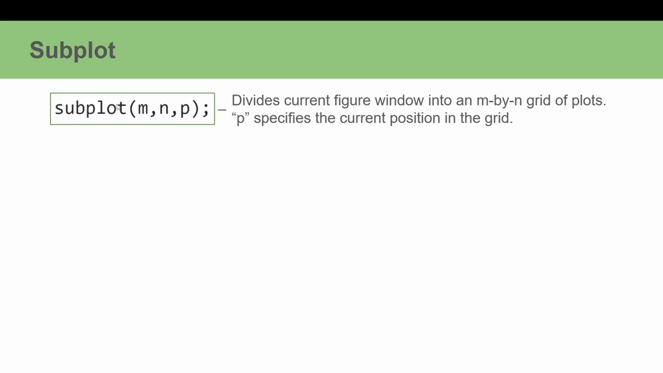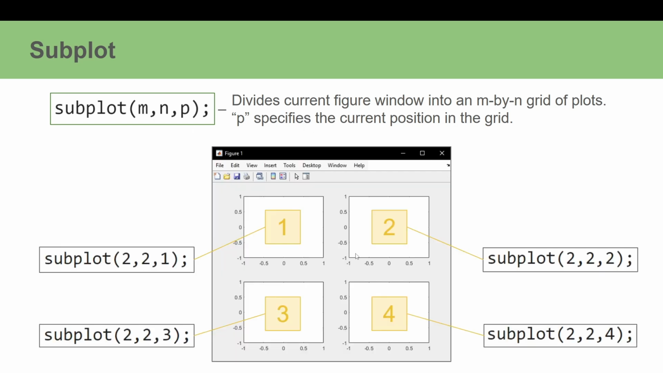Now we'll look at subplot. So subplot is a function that with these three arguments, it divides our figure window into a grid of m by n plots, and p specifies the current position. So this is what that looks like. So if we had subplot 2, 2, we have a 2 by 2 divided figure window, and then these positions are read across your rows. So it's 1, 2, 3, 4. If this were a 3 by 3, we'd have 1, 2, 3, 4, 5, 6, and etc.